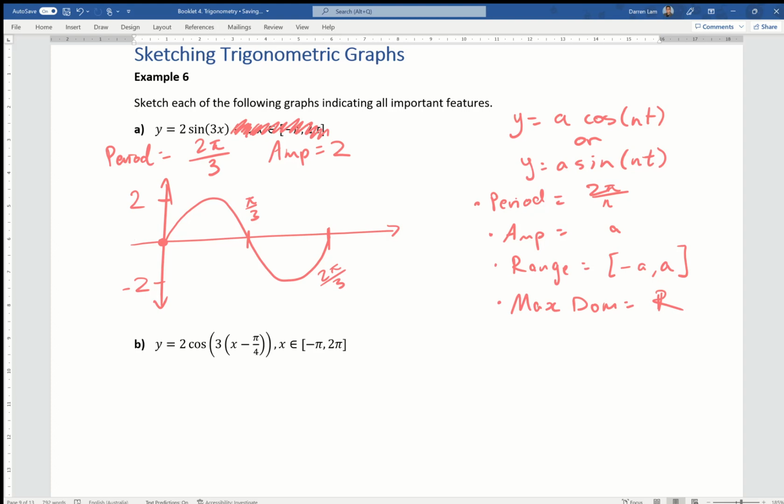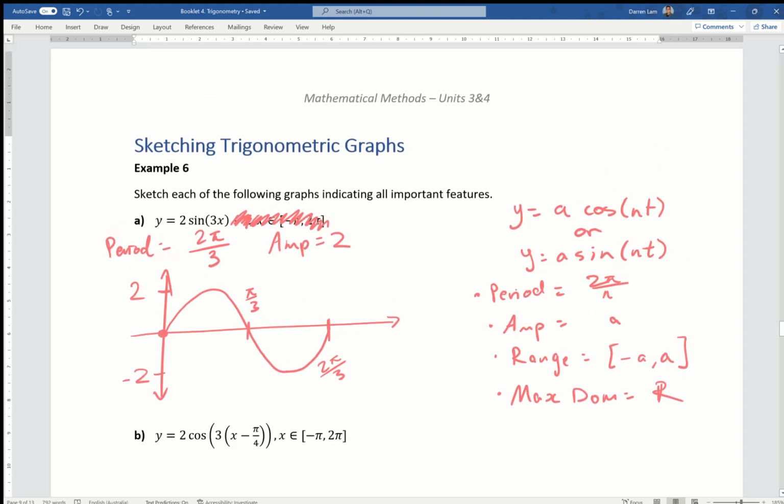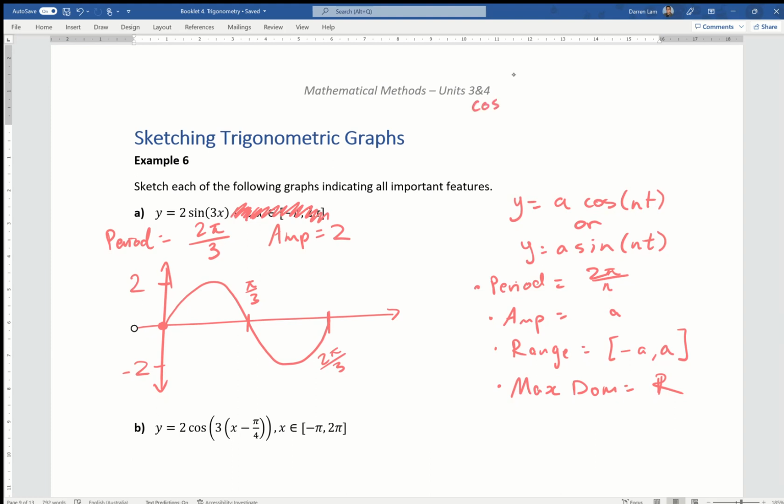Any questions about that? No? If I have a cosine, the only difference is instead of starting in the middle and going up and then back down, with the cosine you're going to start at the top, come down and come back up to the top, where this is the middle of our period and this one will be the end of our period.